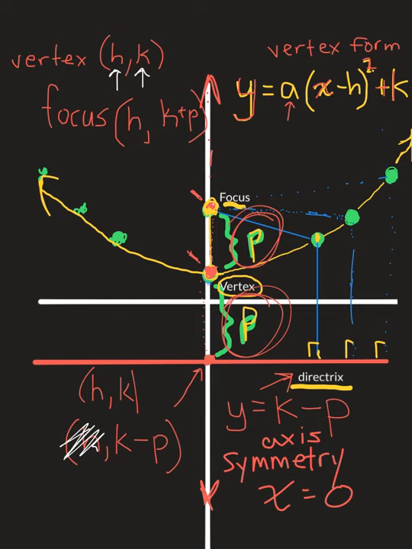The focus is located at h, comma, k plus p. The vertex is located at h, k. This is the definition of a parabola, the equidistant set of points from the focus and the directrix. This is called vertex form, very useful as you can see. And this a becomes a big deal when you start to adjust it.